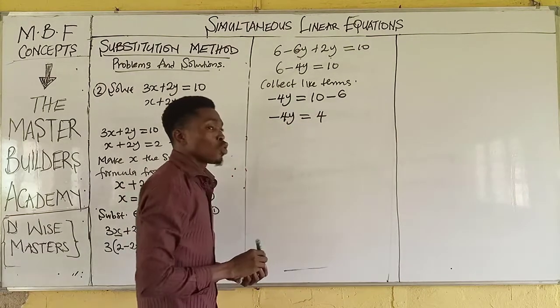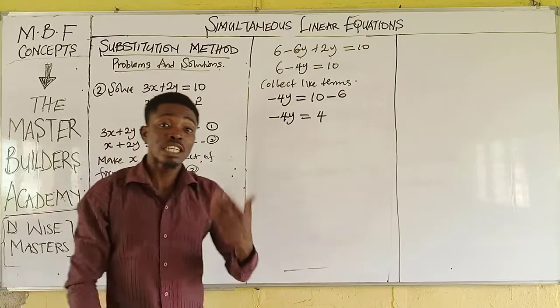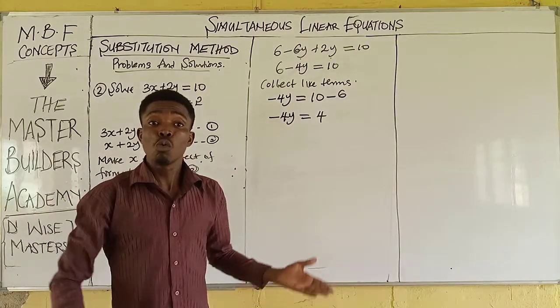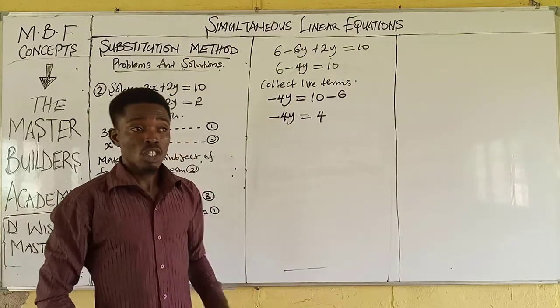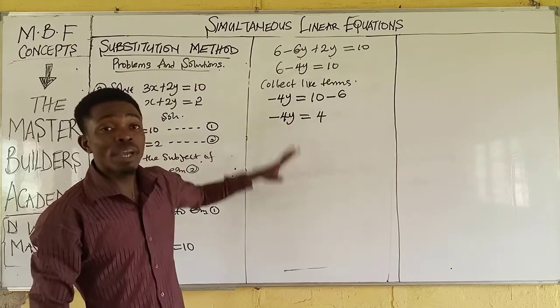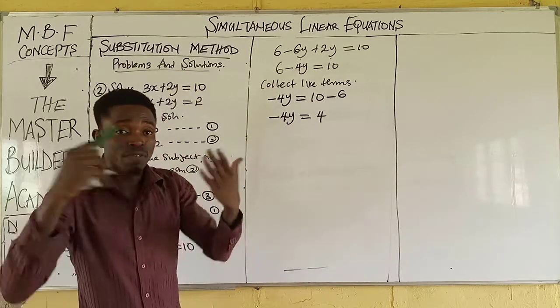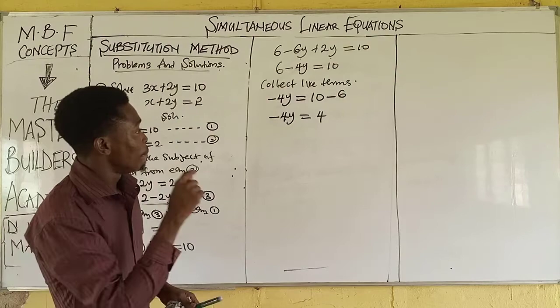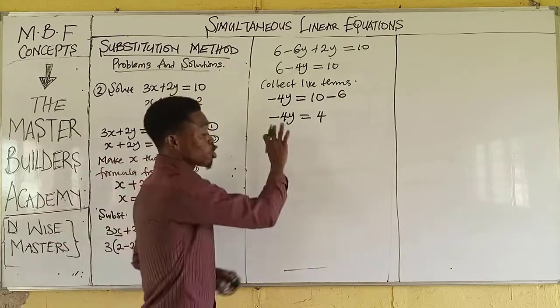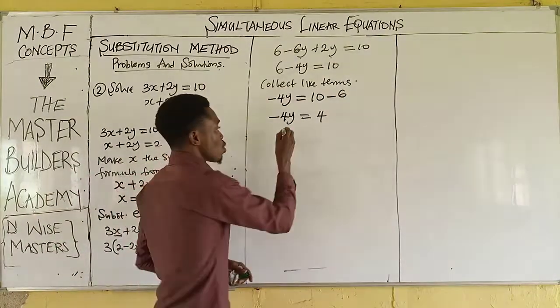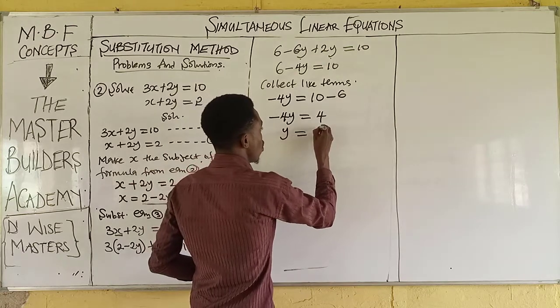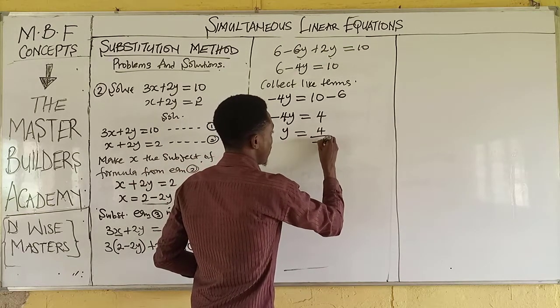The next thing we are quickly going to do is that we cannot leave our answer like this, because the coefficient of y must be 1 before we end this solving. So what must we do to make the coefficient of y to be 1? We simply need to divide both sides by minus 4. I don't need to put the statement here, but you know what I mean. So we simply have y is equal to 4 over minus 4.